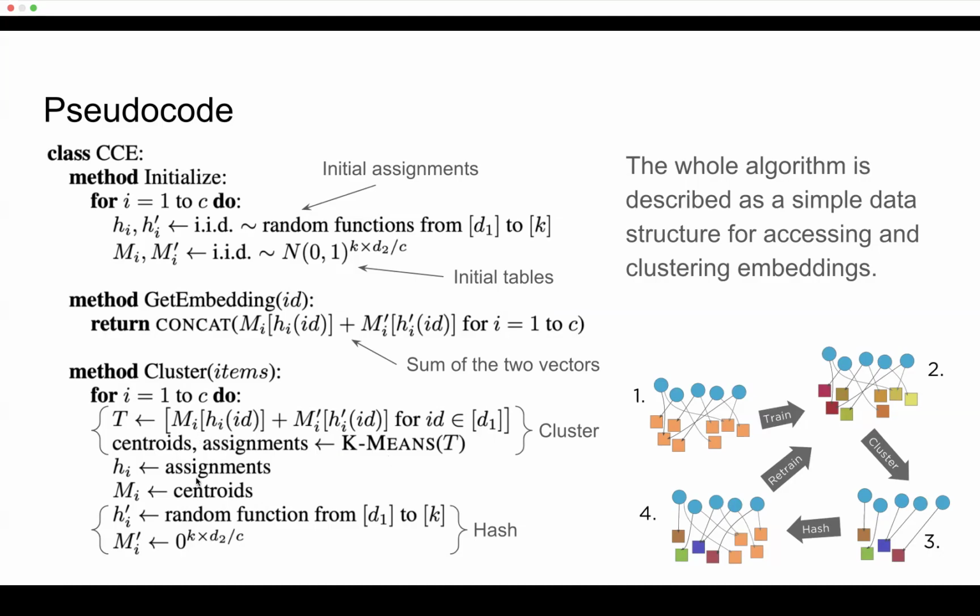And then we compute the k-means, and we take the assignments we use instead of this first hash function, and the centroids we use for the second one, we pick a new hash function. And the second one here, we just zero initialize it. So this is just the same as what I had in the previous slide, but written in pseudocode.